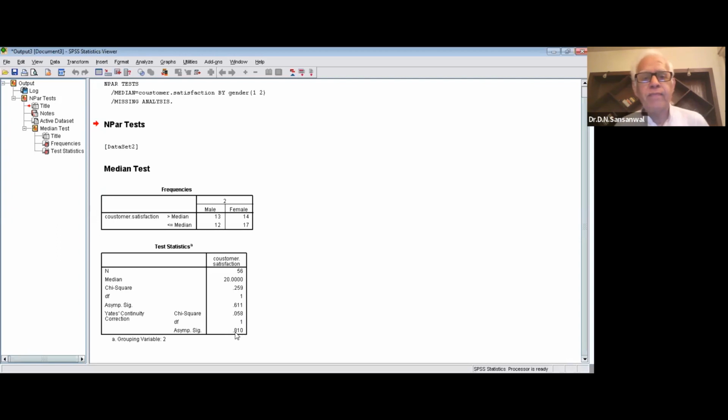So therefore, now you can take this and let us see how do I do the interpretation. So you have greater than median. It is less than or equal to median. Thirteen, 14, 12, and 17. And your chi-square is equal to 0.259. So I can say 26. And it is not significant.